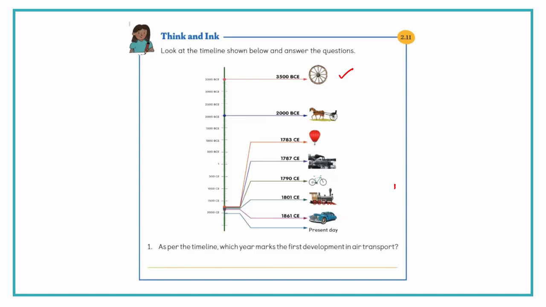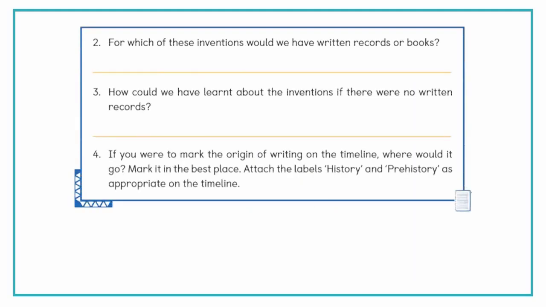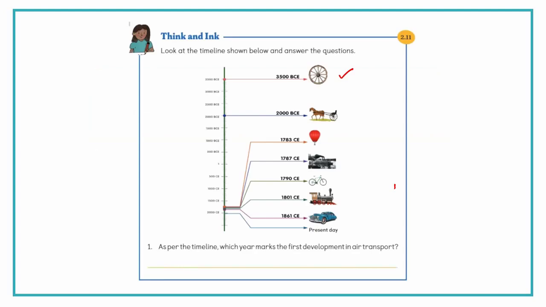So we might have records. So what are they? Horse carriages, hot air balloons, steamships, cycles. Horse carriages, they have written records. Hot air balloons, they have written records. Okay, children. Steamships, they have written records. Cycle, they have written records. Steam engine, written records. Cars, written records. Present day, we have written records.